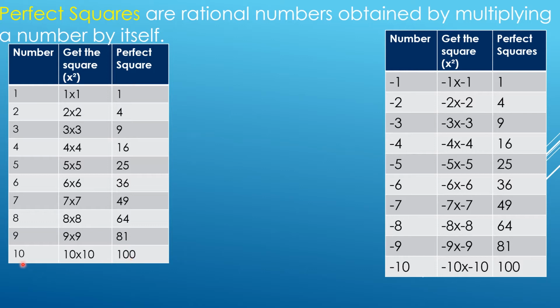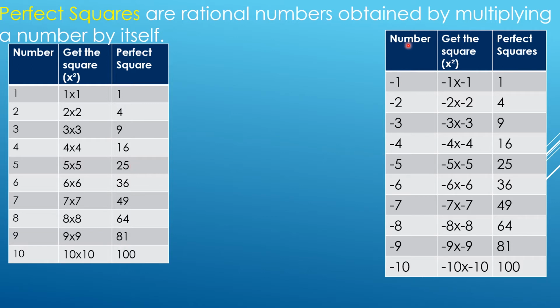Or if you're going to continue, the number 11 times 11. Now, these numbers here, the result of multiplying a number by itself, are what we call perfect squares. So, ang tawag sa mga sagot dito, pag yung number ay minultiply natin sa sarili niya, ang sagot ay perfect squares. Perfect squares are rational numbers obtained by multiplying a number by itself.